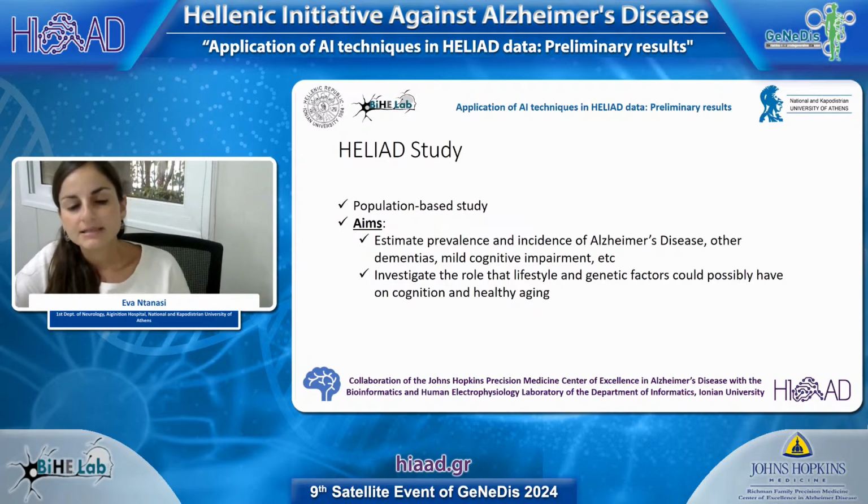HELIAD is a population-based study that was designed to estimate the prevalence and incidence of Alzheimer's disease, other dementias, mild cognitive impairment, and other neuropsychiatric conditions of the aging population. It also aims to investigate the role that lifestyle and genetic factors could possibly have on cognition and healthy aging.